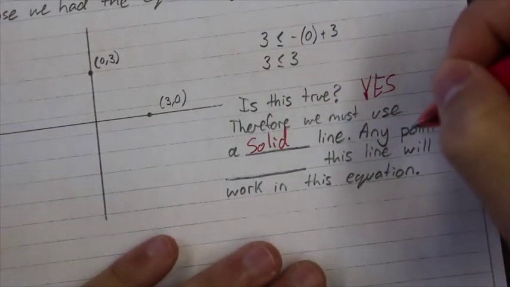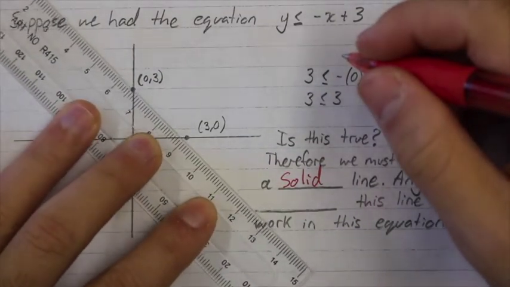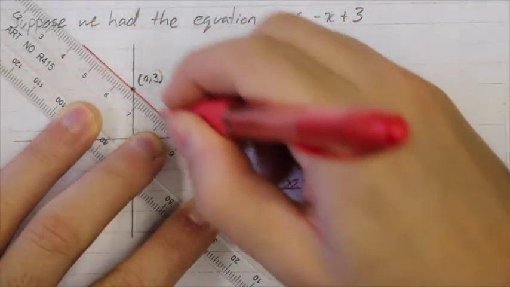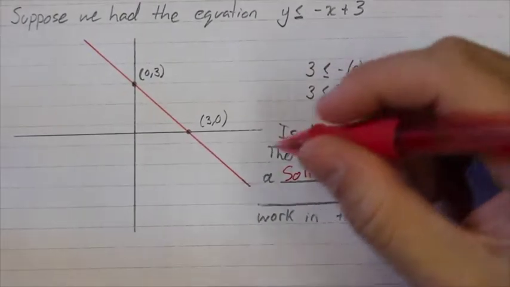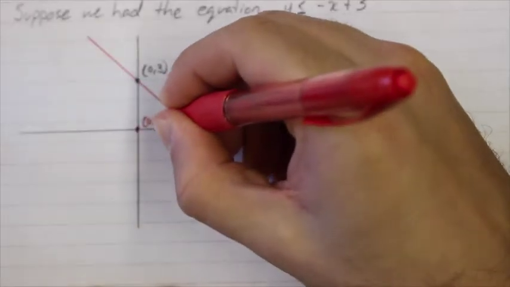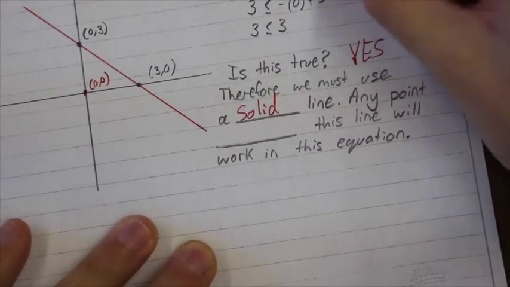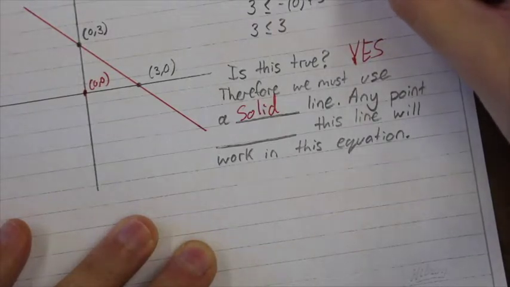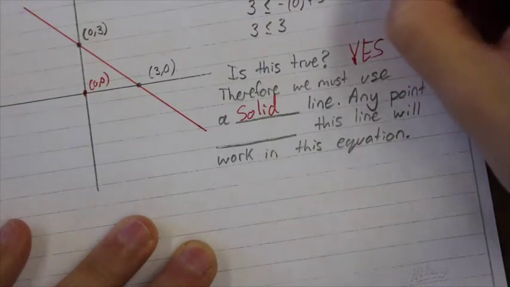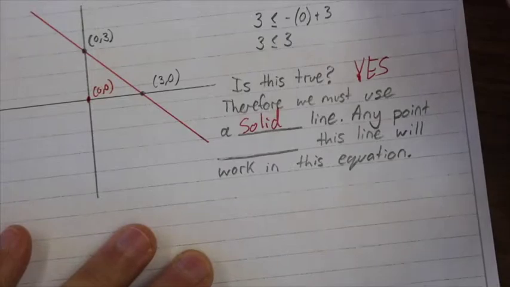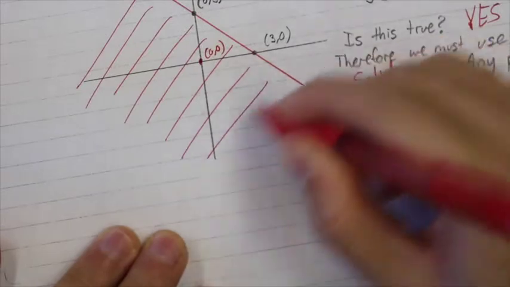Any point, now is it going to be above or below the line that's usable in this equation? Well, honestly, if we're not sure, let's just try one out. Let's try 0, 0. Okay? So, 0, 0. If we solve this, we get 0 is less than or equal to positive 3. That's true. So we found our direction. It's anything below the line.